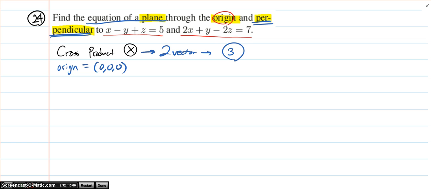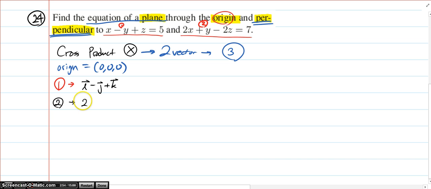So if we mark the first plane and second plane as 1 and 2, from 1 we can derive a vector like this, which is a normal vector for plane number 1, and from plane number 2, just taking out the coefficients, we can get the normal vector for the second plane.